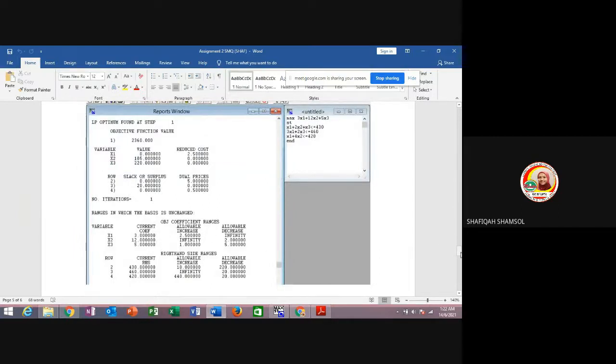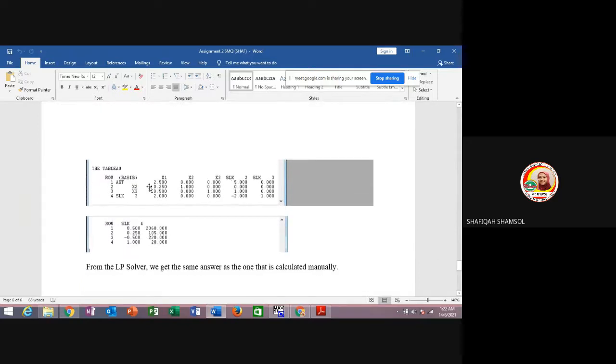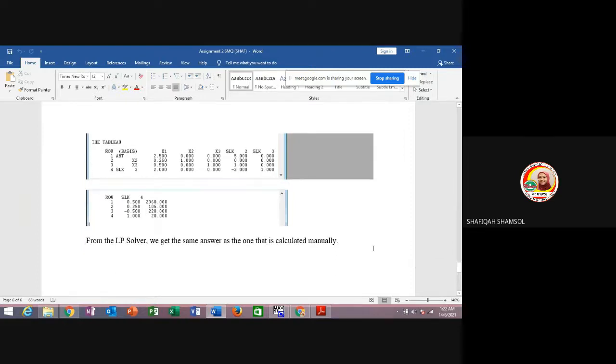After that, we can also get the optimal tableau. As you can see here, on top of the tableau is Z 2360, X2 105, X3 220, and S2 we get 20. From the LP solver we get the same answer as the one that we calculated manually. Okay, that's all from us. Thank you.